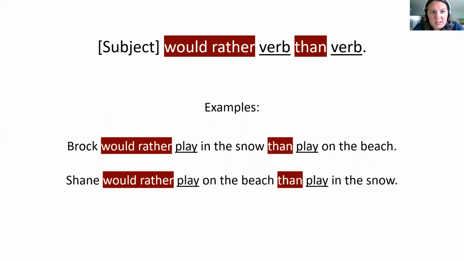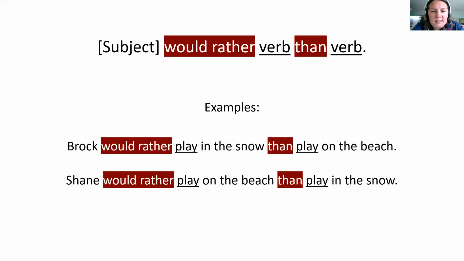Do you see the construction? Brock and Shane are both the subjects. Then you have would rather. Then you have verb, which I've underlined, verb number one, some information. Then you have the word than, which is part of the would rather construction, would rather than. And then you see the second verb underlined, more information.